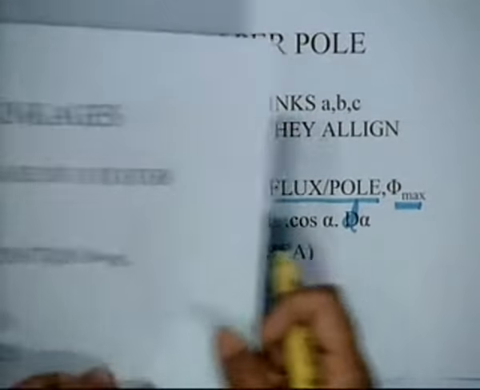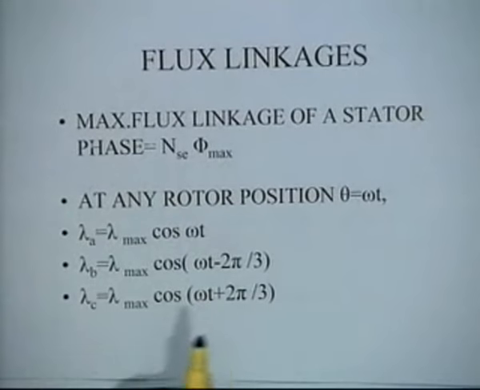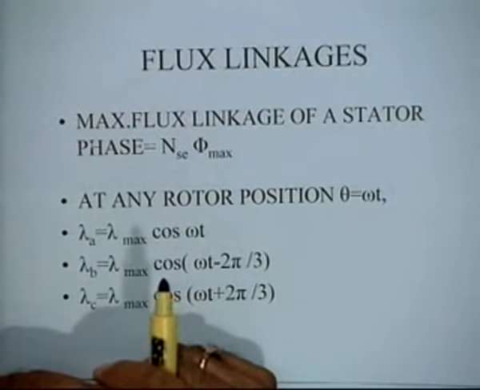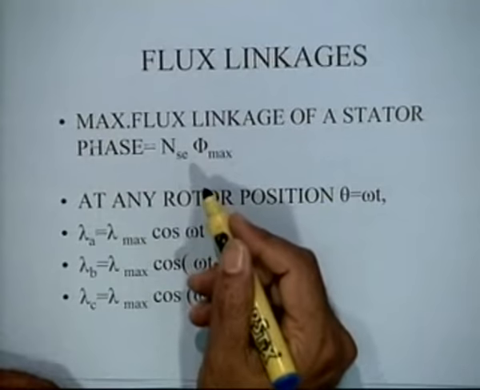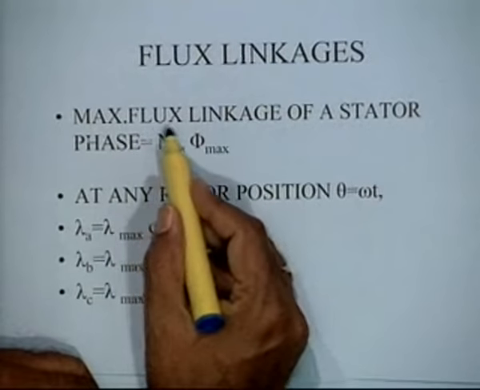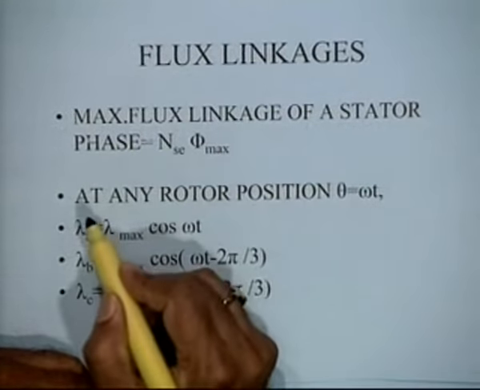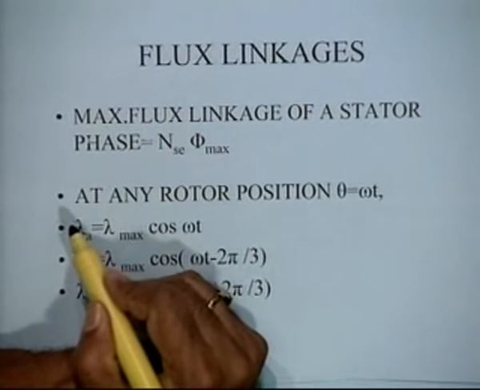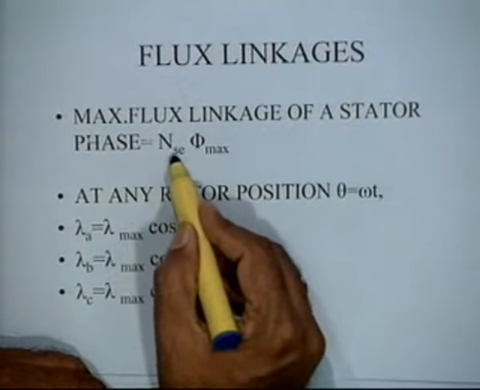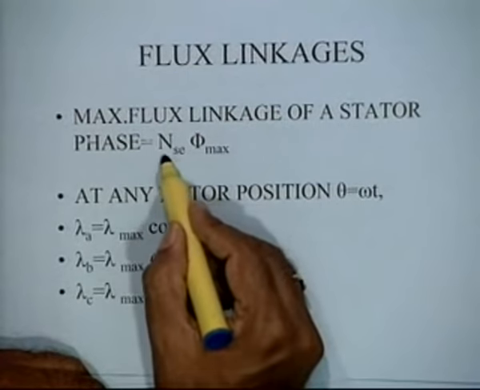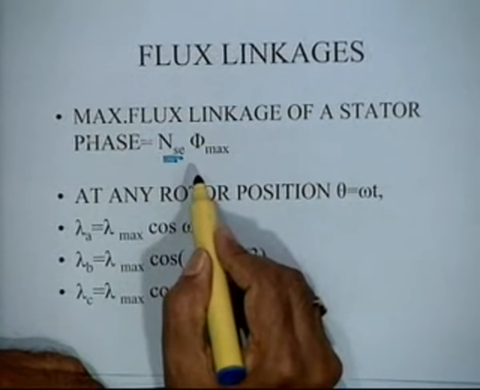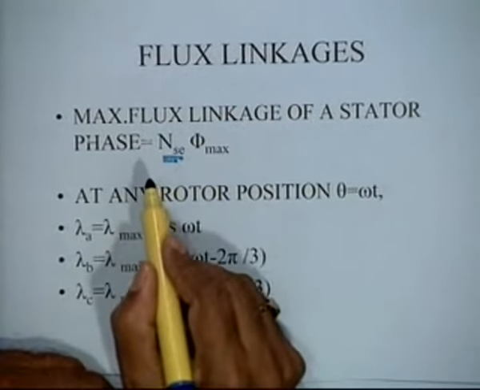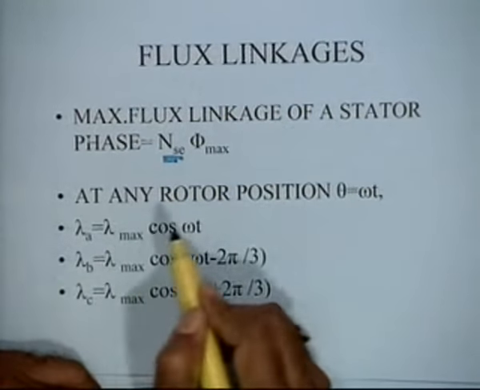Now how much flux links? What is the flux linkage? We are interested in how much it links the respective windings. The maximum flux linkage of a stator phase, when they are aligned, will be its number of turns N_SE, the number of series turns, into phi max. So when they are aligned, that is what the maximum flux linkage will be.